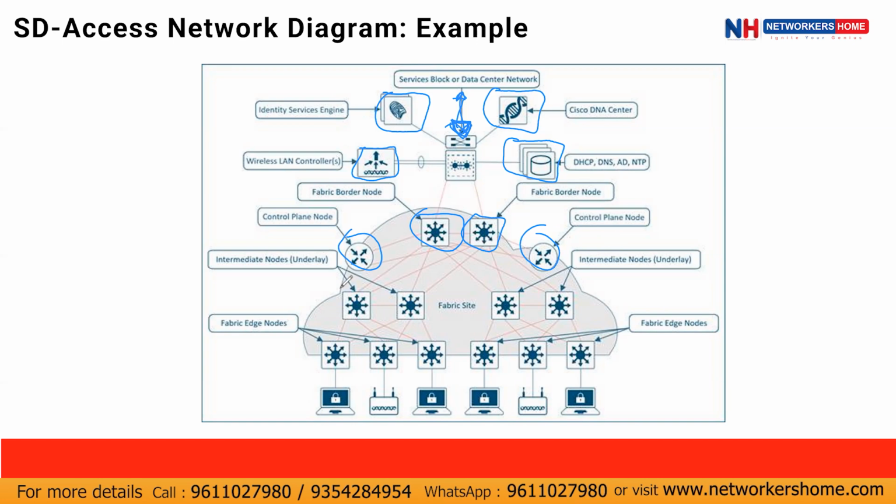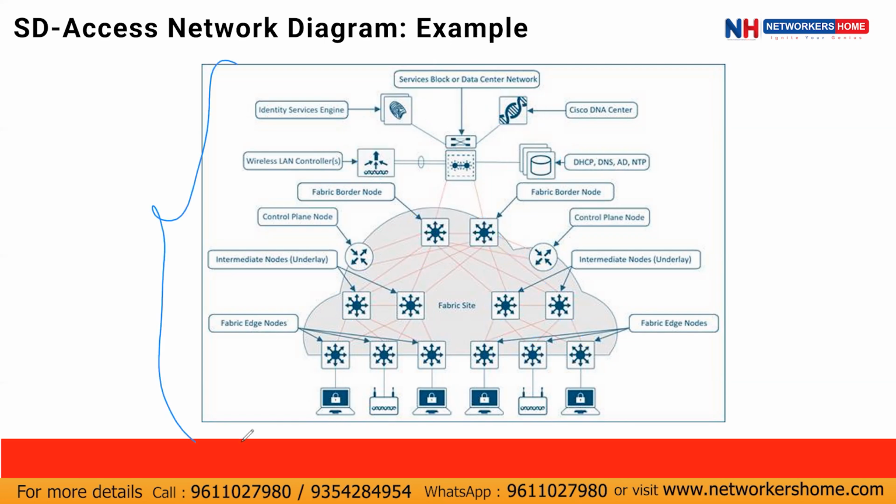These are the intermediate nodes, which are just a part of the underlay and help connect many edge nodes. If there are many edge nodes and there are not sufficient ports on the fabric border node, that's where we can use an intermediate node only for the underlay to connect these many edge nodes to the border to establish IP reachability. And these are the endpoints, which connect only to the fabric edge nodes and no other nodes.